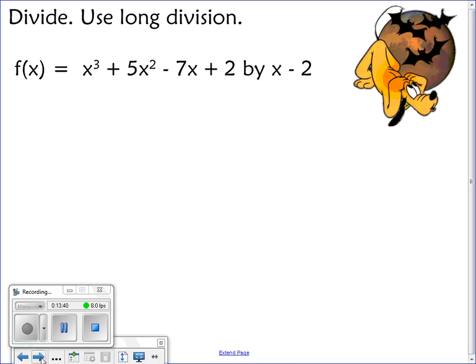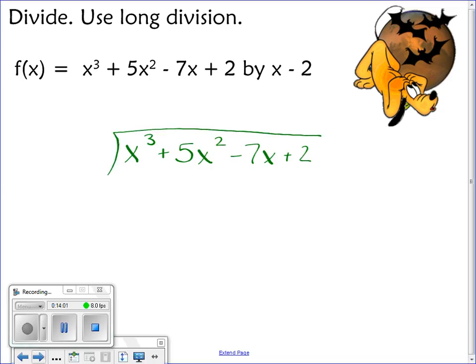All right, let's try another one. So x cubed plus 5x squared minus 7x plus 2 divided by x minus 2. So the first thing, let's just set it up. The directions say divide this by this. We'll go nice and slow again before I give you one to try on your own, okay? So here we go. Remember, we're just looking at the first ones.